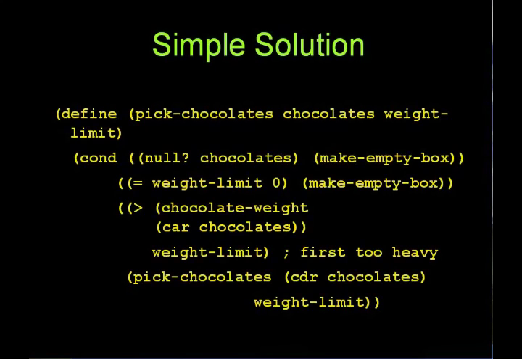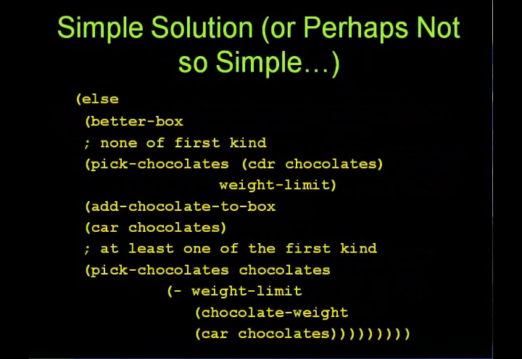You have the first one, at least one of the first one, or none of the first one, right? Okay. So then you do what? You basically pick the better box, of none of the first kind, or at least one of the first kind, right? This is similar to the count change. Essentially, you pick chocolates, cooler chocolates. So none of the first kind means that you just cool down the chocolates. And then other than that, what you can do is that you can add the first chocolate.